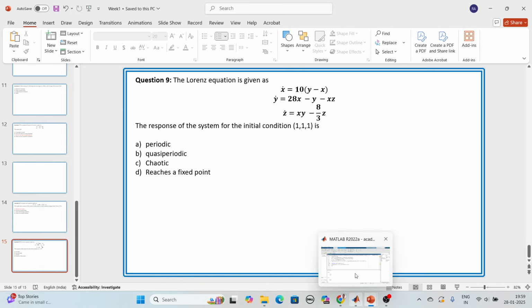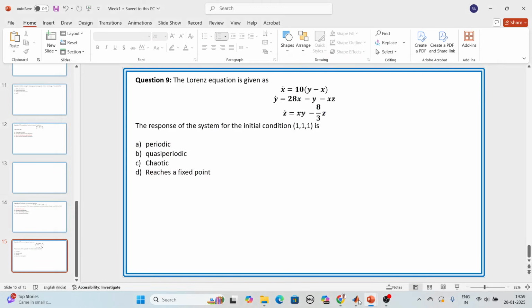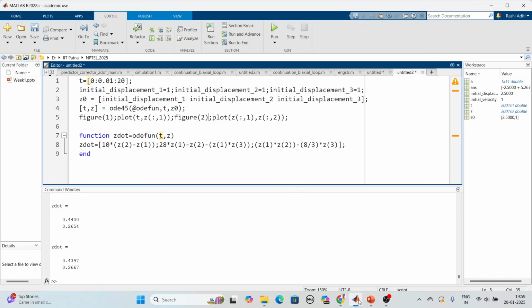Okay, so I've again made the code and we'll just simulate it. Here, again I have defined time from 0 to 20 at a time step of 0.01. Then initial displacements are taken as 1, 1, and 1 in all three directions. If you look at the PPT, there are three first order equations which are interlinked to each other, so we don't need to convert this equation. We'll just use the equation in the same fashion. So t comma z with ODE45, then we have called the function and done the plot of this.